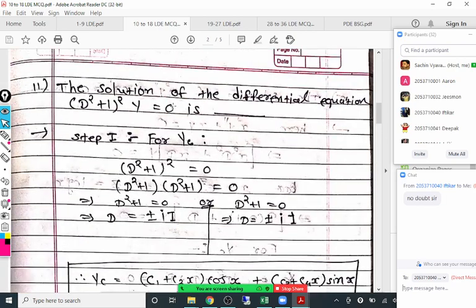The correct answer. 11th, (D² + 1) bracket square equal to 0, and we want a solution again.